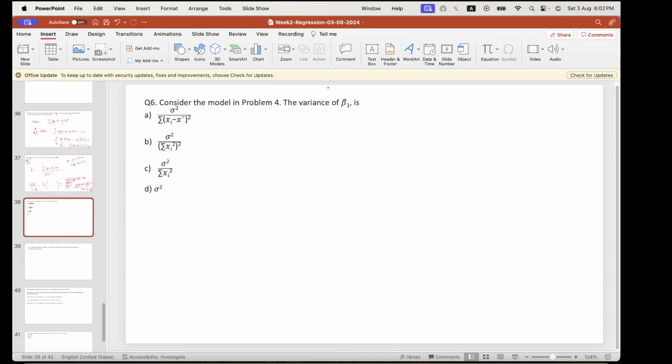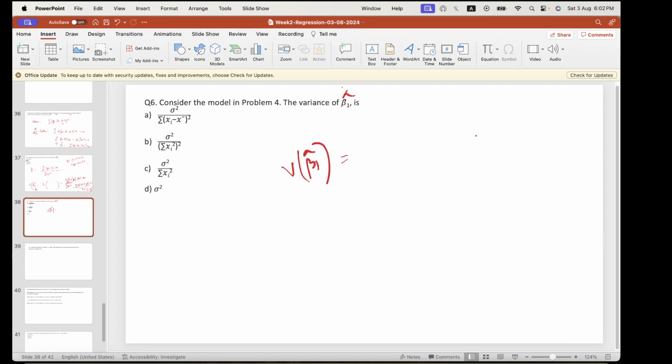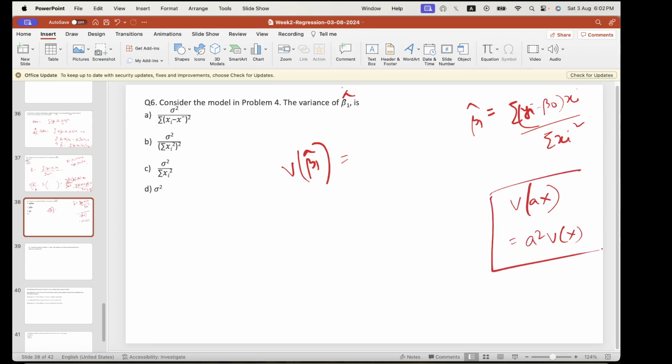And then we come to the same thing, variance of beta 1 hat. How will we calculate that? Same thing. Here we have 1 by summation xi square, and beta 1 hat is summation xi times (yi minus beta naught) by summation xi square. Now variance of ax is actually a square into variance of x. Please remember this thing.